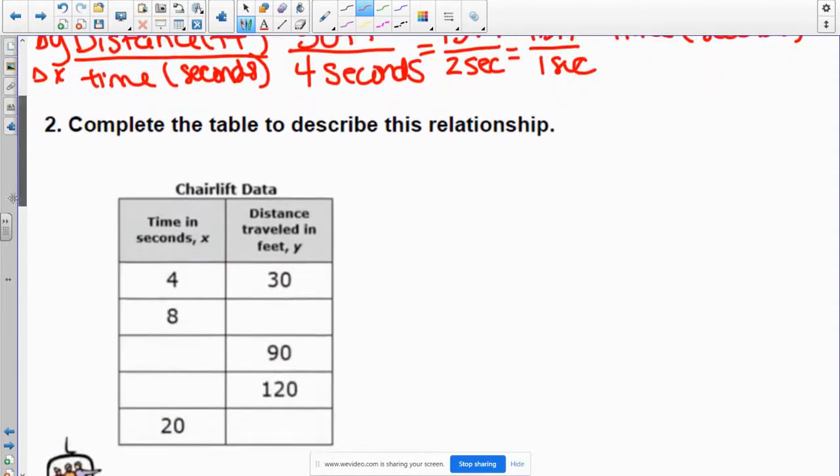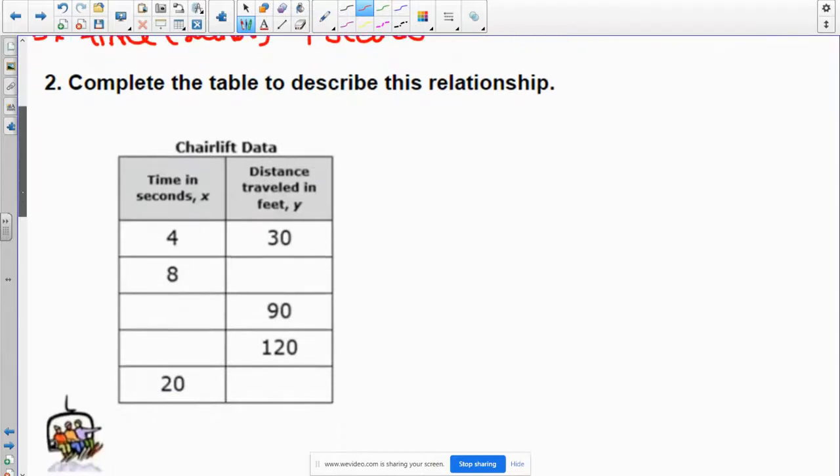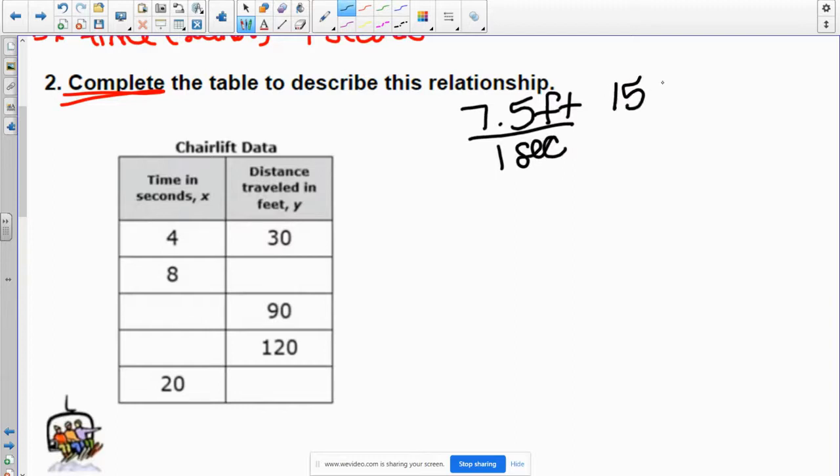So using that, we're now going to complete a table, that's our verb, to describe this relationship. So a reminder, it's 7.5 feet in 1 second. If we go back up there, we had 15 feet in 2 seconds. And notice these are all proportional, or all equivalent fractions. And we started with 30 feet in 4 seconds.